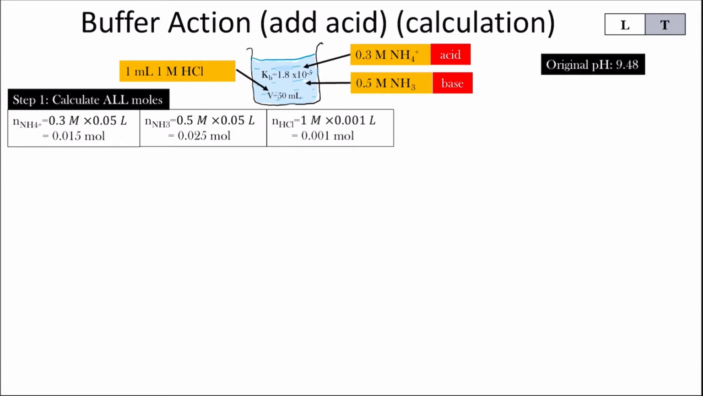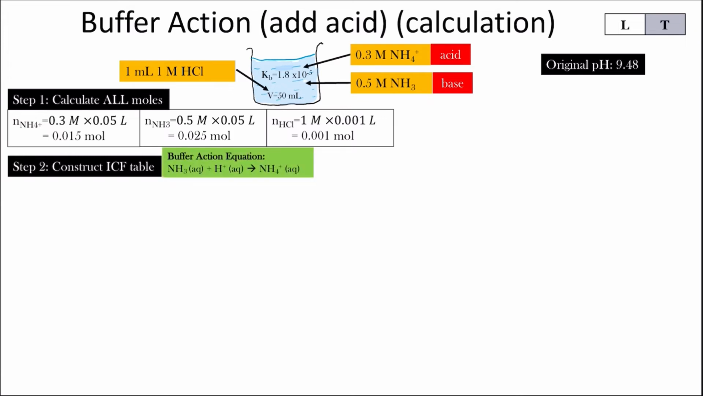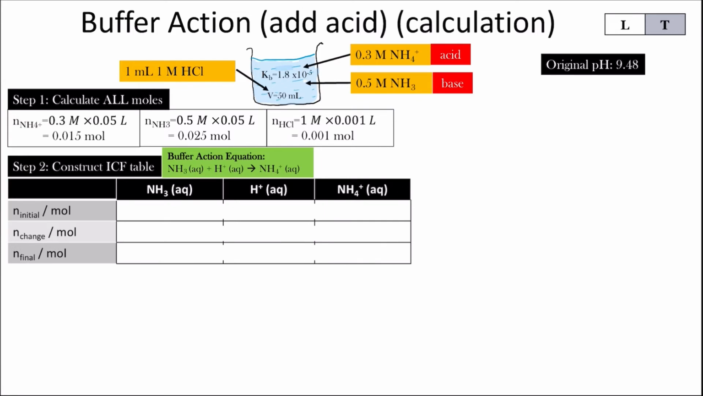After you got the number of mole, step 2 kita akan construct ICF table. So you have the buffer action equation. From here, masukkan sahaja nilai untuk bahagian number of mole dekat bahagian step 1 sebagai initial mole. And then kita determine the limiting reactant based on the smallest number of mole. Ini akan jadi limiting reactant. So minus untuk reactant dan plus untuk produk.